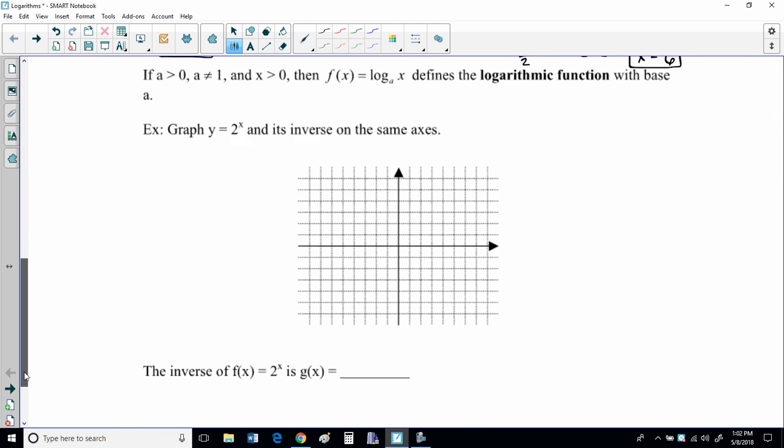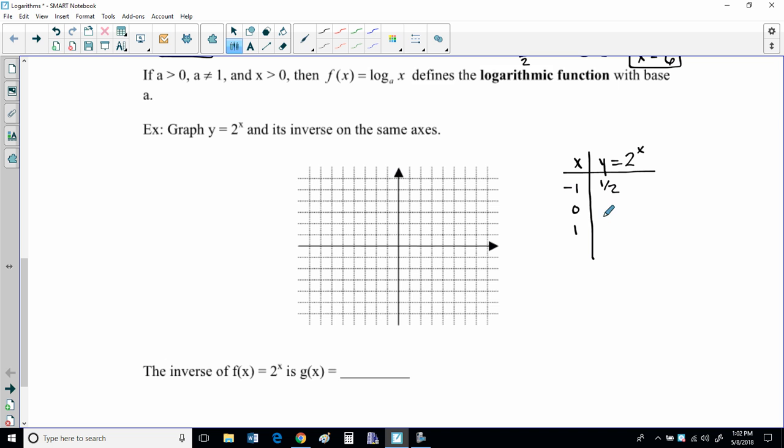All right, so, graph 2 to the x. Okay. Well, that's from the last section. So if you need to, pause it. Go look, remember how to graph it. But again, you can always pick, plug, plot whenever you're not sure what to do.